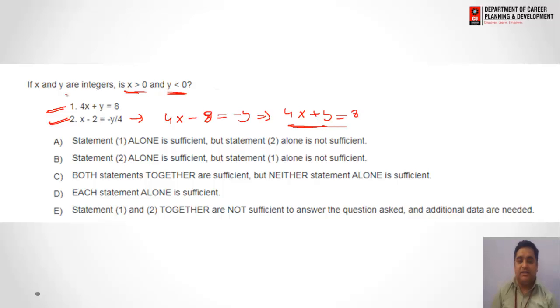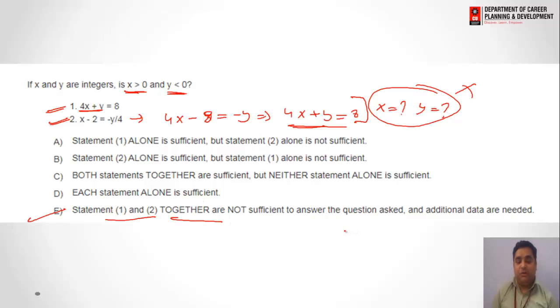Both the statements are the same, which means we cannot find the value of x and the value of y individually. We cannot solve this. Hence the answer is option number E. Statements 1 and 2 together are not sufficient to answer the question. Additional data is required to answer this question.